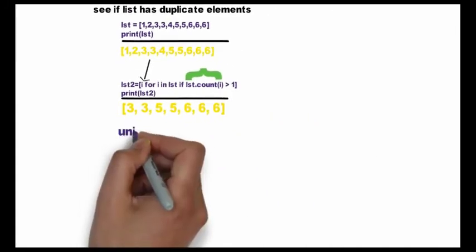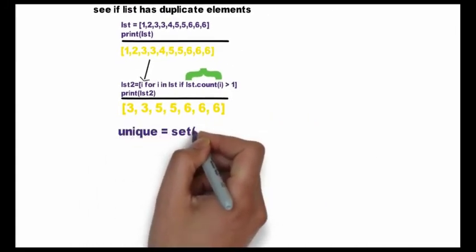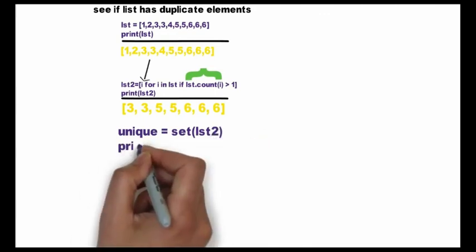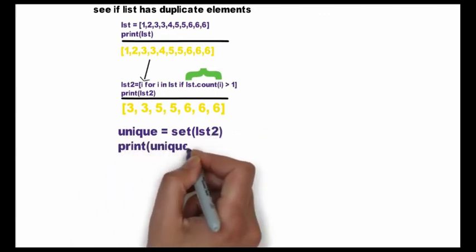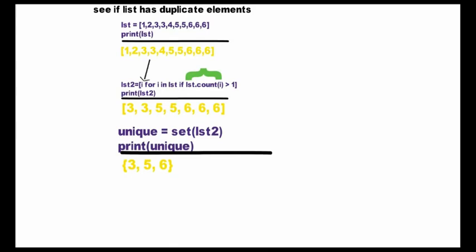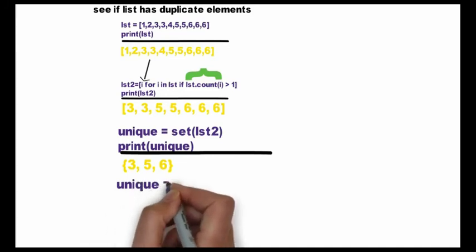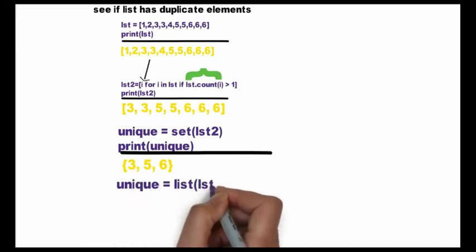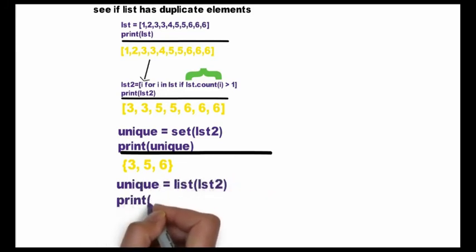than 1. So if we want to see the unique values, we can convert the list to a set using unique equal to set of lst2. So basically a set will only contain unique items. If you need to convert it back to a list, we can simply write unique equal to list of lst2.